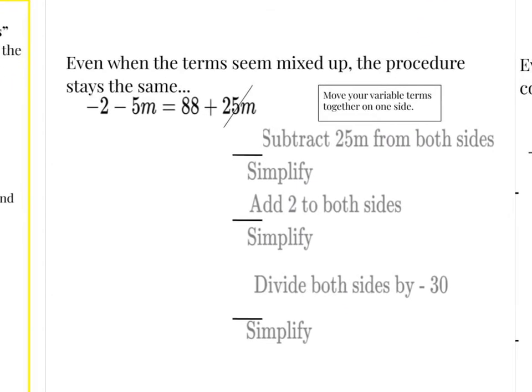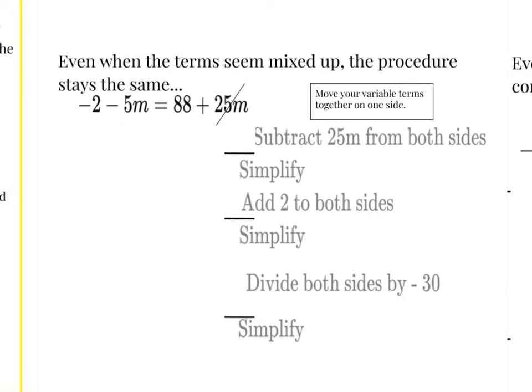Here's another example. Even when the terms seem mixed up, the procedure stays the same. Mixed up meaning, like on the left side, many times they put the variable term and then the numerical term, but this time it's the other way around, but it still is going to be worked out the same way. I notice I have a variable on each side of the equation, so I'm going to move my variable terms to the left side.